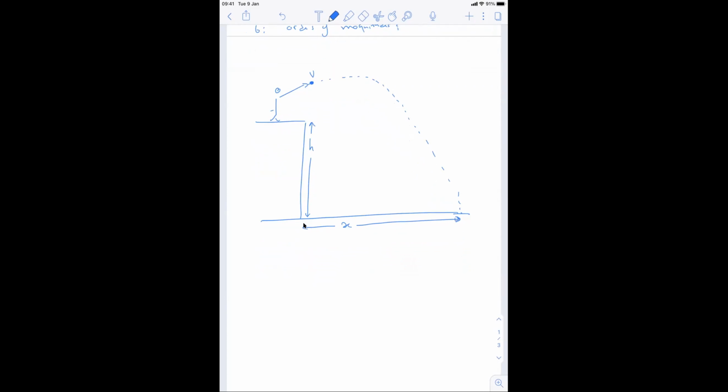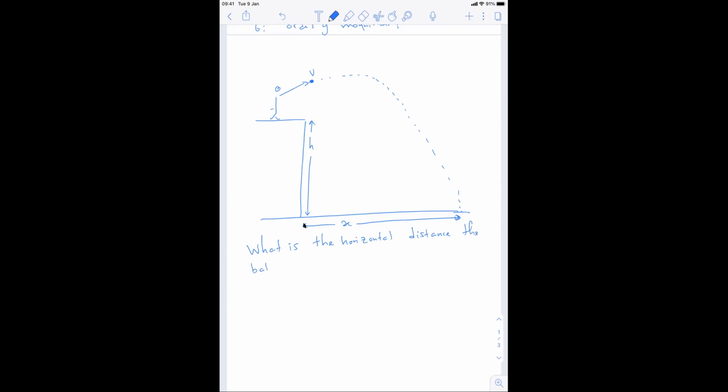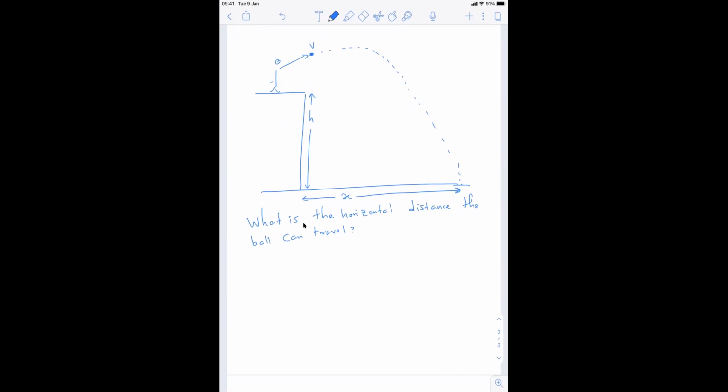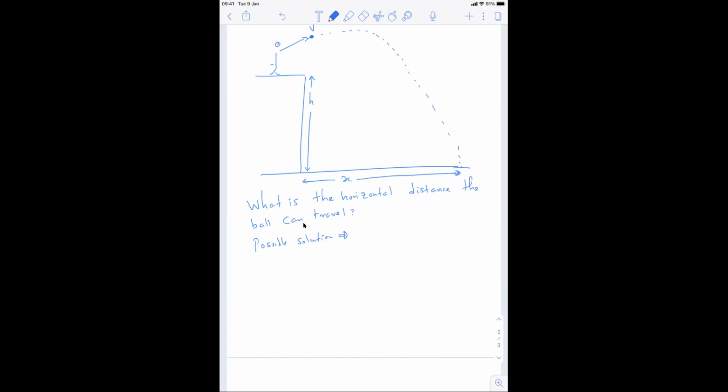length x. So these are all the data that I have. The question is, what is the horizontal distance the ball can travel? And also I'm going to give you 5 possible solutions, and you have to select the correct one, or at least the solution that makes sense.